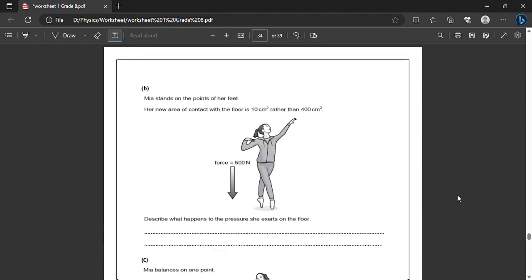Let's check the next one. Now it shows that she stands on the points of her feet. Her new area of contact with the floor is 10 centimeters squared, which means it reduced. So describe what happens to the pressure. Obviously the pressure increases. So the next question.